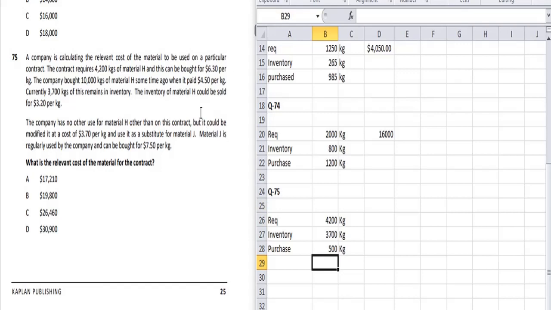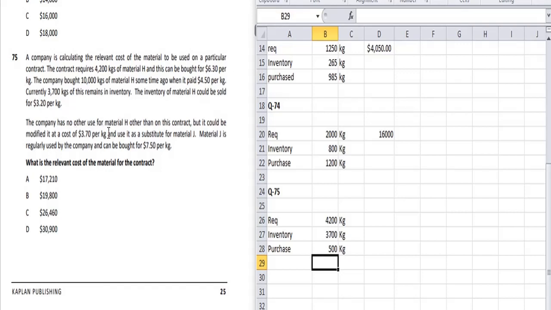The inventory of material H could be sold for 3.20 per kg, which means this can be sold for 3.20 per kg. If we use this material, this will be the opportunity cost we will lose.